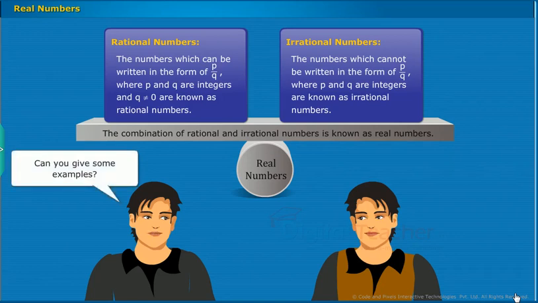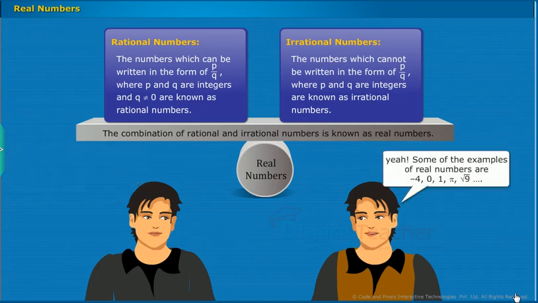Can you give some examples? Yeah, some of the examples of real numbers are -4, 0, 1, pi, root 9 and so on.